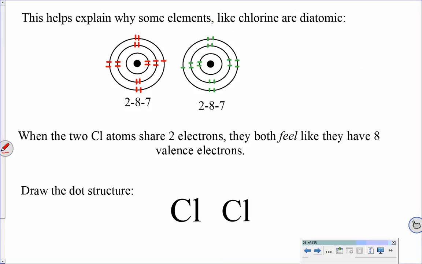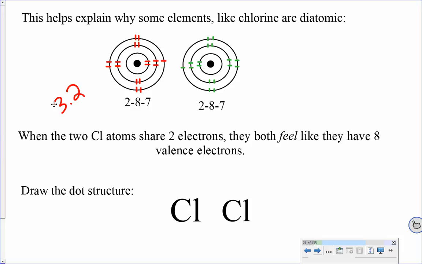It helps explain why some elements are diatomic. For example, chlorine. Chlorine is pretty highly reactive, has a pretty high electronegativity. Since chlorine is really good at pulling electrons towards itself, and it's also a fairly, not super big atom, chlorine is going to pull on electrons really hard. Each of these guys actually has an electronegativity of 3.2. So there's a lot of attraction between the nucleus and valence electrons.